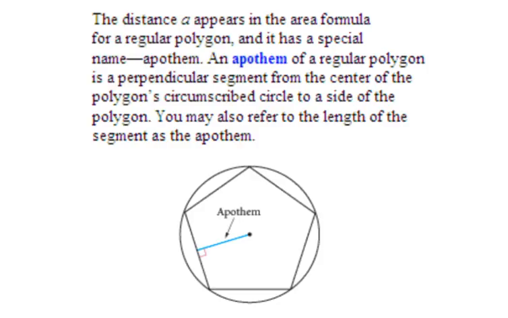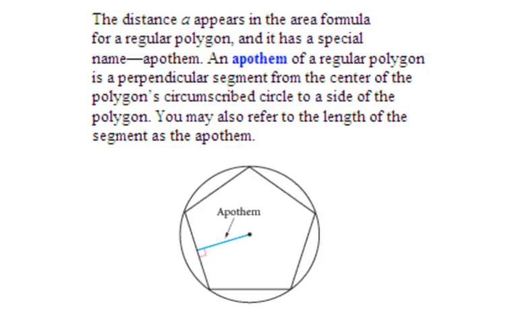Before we get into that investigation, we need to define the apothem. It says here, the distance a appears in the area formula for a regular polygon, and it has a special name, apothem. An apothem of a regular polygon is a perpendicular segment from the center of the polygon's circumscribed circle to a side of the polygon. You may also refer to the length of the segment as the apothem.